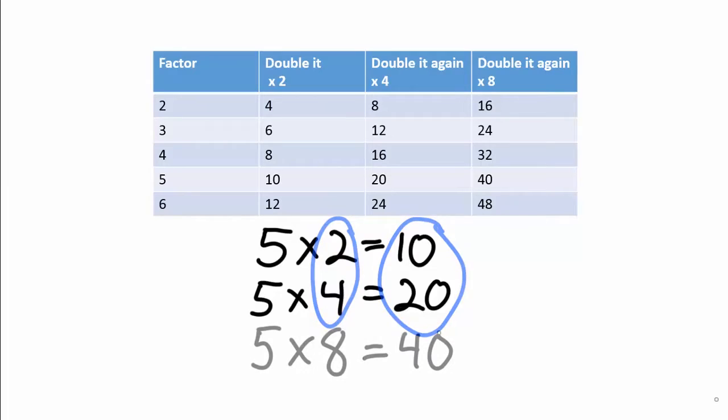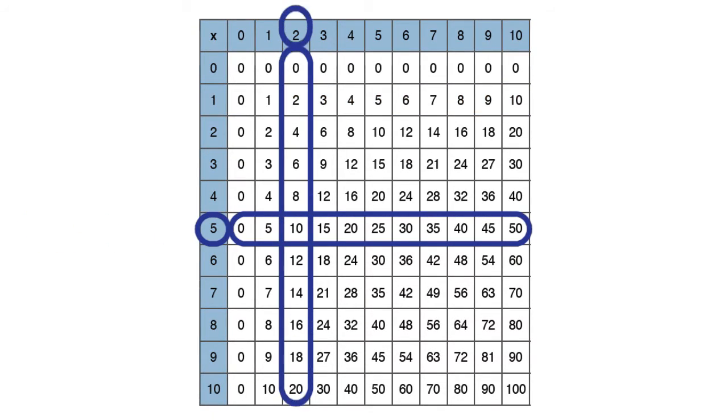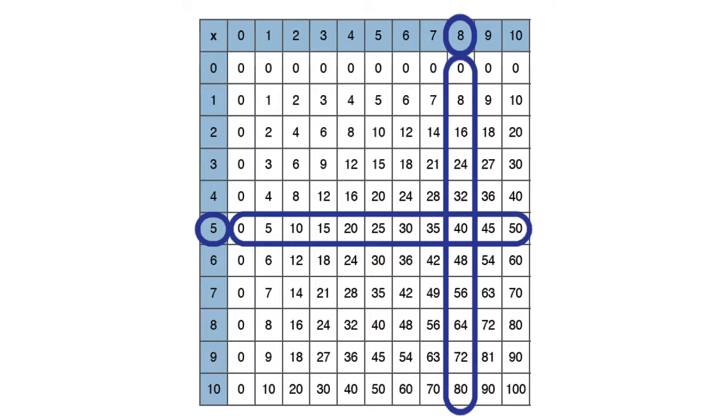When we double the 4, the new expression is 5 times 8. Notice, not only did we double the factor of 4 to an 8, but the product was also doubled from 20 to 40. You can also see this on a multiplication chart. 5 times 2 equals 10, 5 times 4 equals 20, 5 times 8 equals 40.